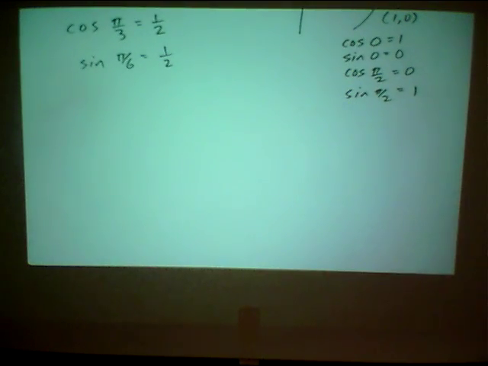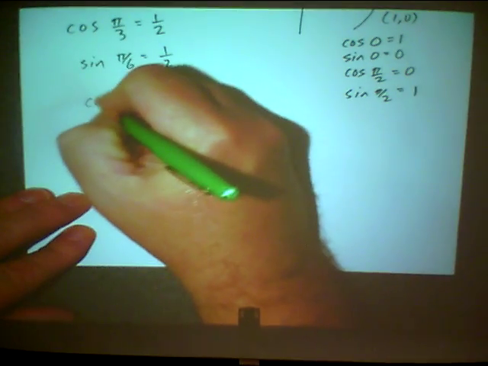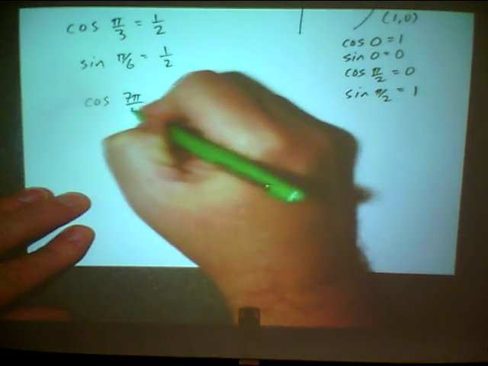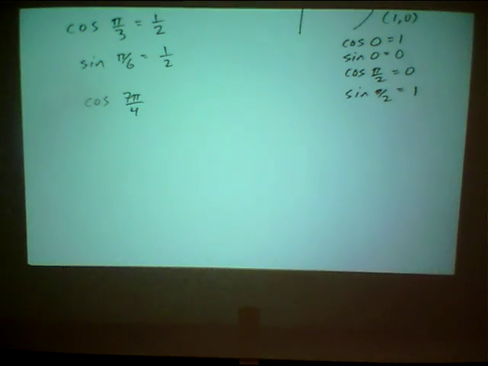So for instance, how about if someone says, what is the cosine of 7 pi over 4? I have to be able to, in my mind, go find out where 7 pi over 4 is on my unit circle. And then once I find that point, I have to go remember what the x coordinate is.